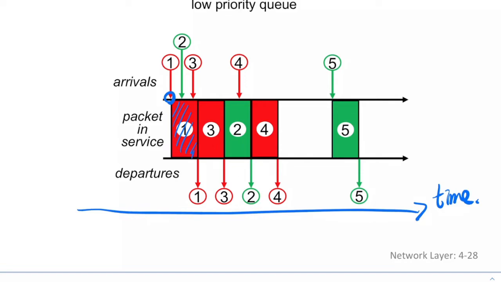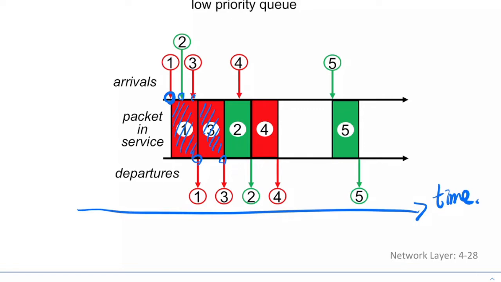And when you're serving the packet, at this moment, the second green packet comes and the third red packet comes. After you finish serving this red packet, you take a look at your queue. You see green packet 2 and red packet 3 are in their corresponding queues, but because it is a priority queue, you have to serve the red packet first and the red packet departs.